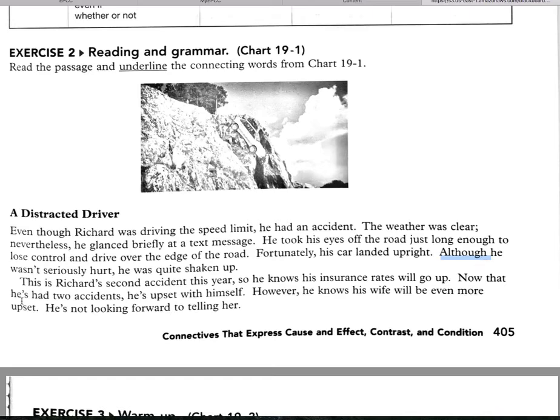Now we go to the next paragraph. Line 1. This is Richard's second accident this year. So he knows his insurance rates will go up. So here, the connective is the conjunction so. Another one is now that. And it shows cause and effect. It's an adverb clause word. Okay, it introduces an adverb clause and it shows cause and effect.